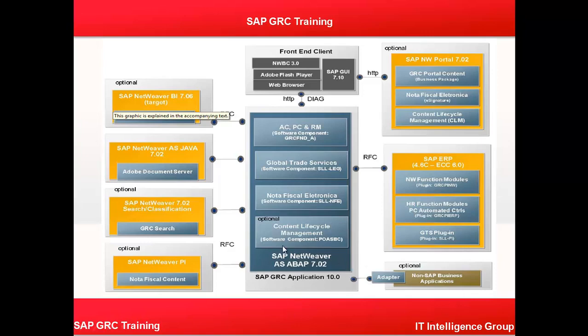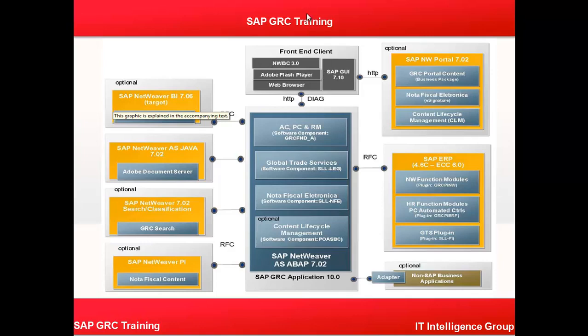So the rule set which is provided by SAP, the out of the box rule set, they may be coming in this. So we need to have this POA SBC, because this will have the out of the box rule set. So you can start with those rule sets and build your own rule set on top of it. Okay, so now let's see, at the front end side you have NWBC, that is NetWeaver Business Client 3.0, and Adobe Flash Player 10 is used for displaying dashboards, for example RM heat map.